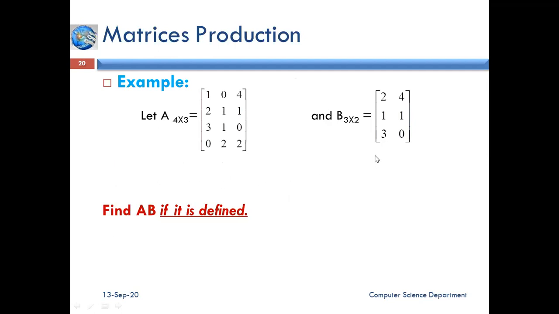If I give you these two matrices, first of all, check the sizes. Size of A and size of B. A is 4 by 3 and B is 3 by 2. So the number of columns here is equal to the number of rows here. In this case, yes, you can do the production. What will be the size of the result? The size of the result always the number of rows here, which is 4, and the number of columns here, which is 2. So the result matrix should be of size 4 by 2, which is the number of rows in A and the number of columns in B.